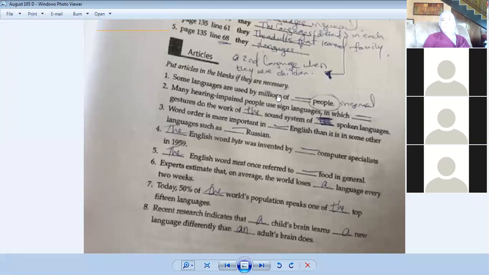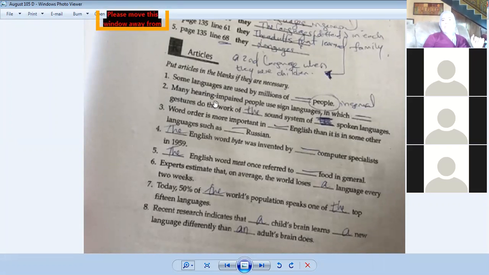Some languages are used by millions of people. So I have nothing here because I'm talking about people in general. Okay. So people is plural and it's used in general. I don't use a or an because a or an are reserved for singular. And I don't use the. Why? Because I'm talking about people in general. I'm not talking about specific people here. Okay? Let's move on to sentence 2.